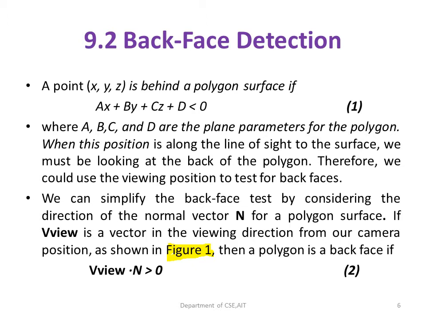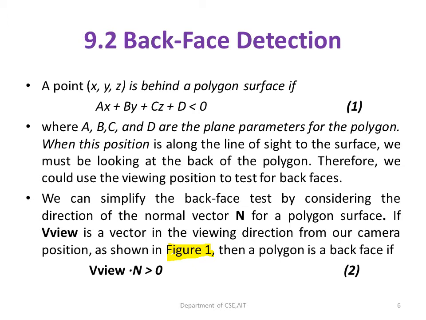Suppose I have a scene with multiple objects, and every object consists of multiple polygons, and in turn the polygons consist of multiple points. Let us consider one point on one polygon, that is x, y and z. If the point is behind a polygon surface, that means it is a back face, then the property ax + by + cz + d will be less than 0. Here x, y, z is a 3D point, and a, b, c and d are called the plane parameters.